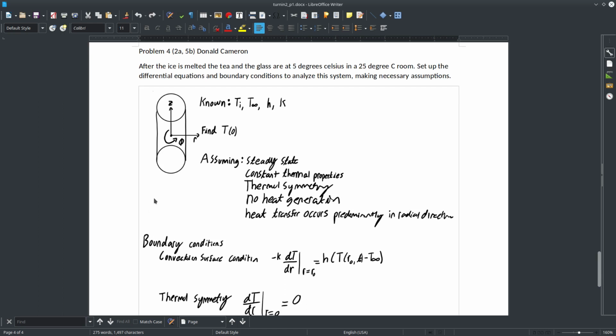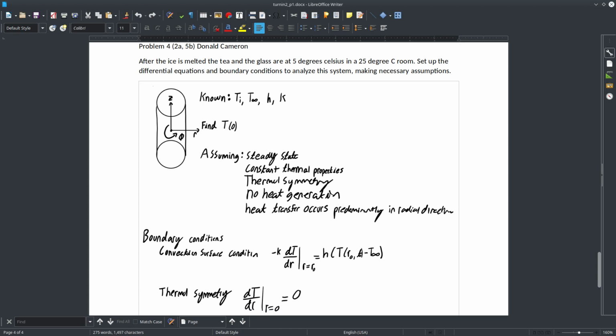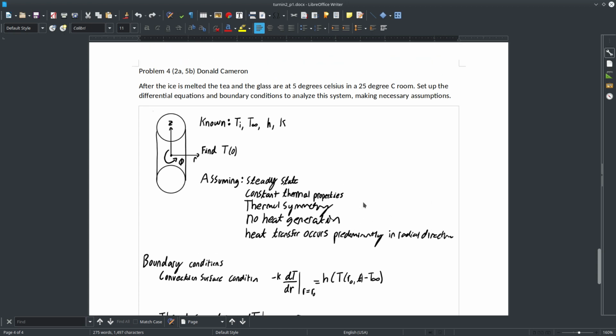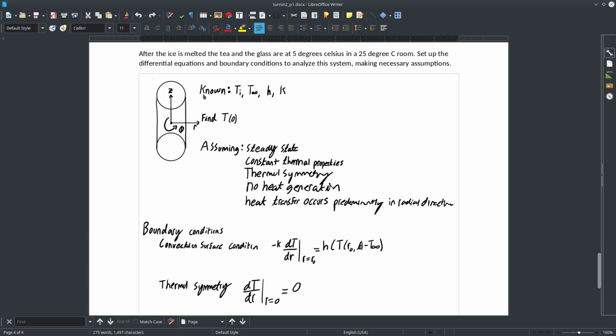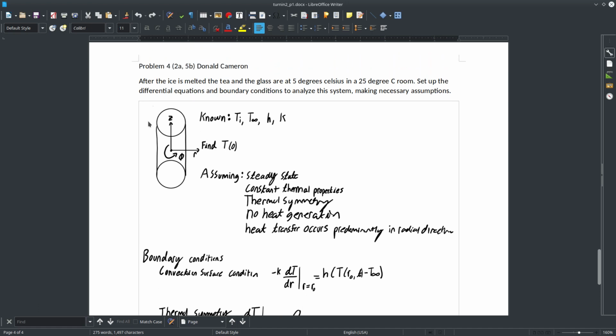This final question covers deriving a conduction equation with boundary conditions in cylindrical coordinates, because we have this cylinder and we're going to look at potentially modeling the warming of it in a room, and we're asked to set up the differential equations and the boundary conditions based on our knowledge of the system. So first we'll start with the coordinate system.